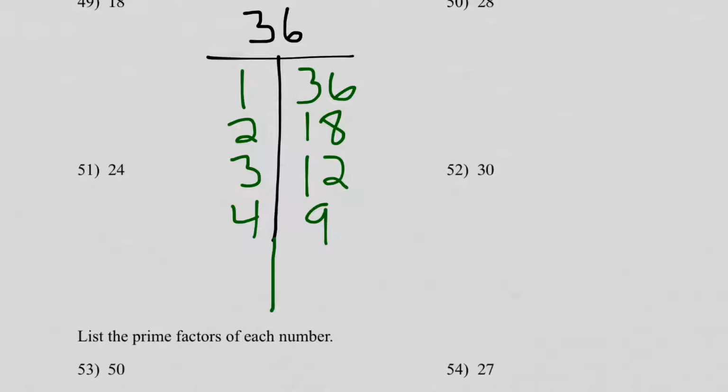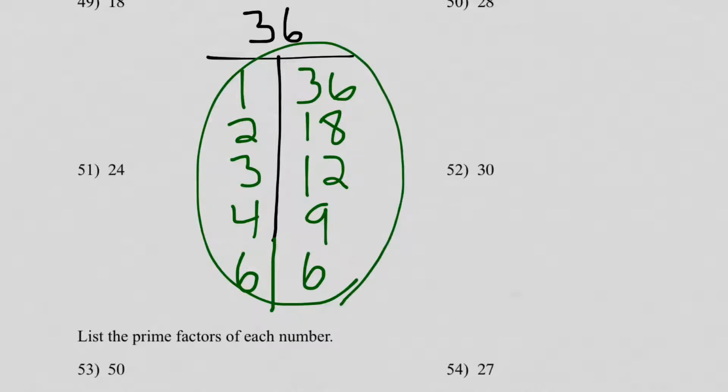All right, so we're up to 4. So next we try 36 divided by 5, but that doesn't go in evenly. So 5 is not a factor of 36. So instead we keep going up and we try 36 divided by 6. Yeah, 6 times 6 makes 36. Once we've run out of numbers to check for new factors, we are finished. And these here are all the factors of the number 36.